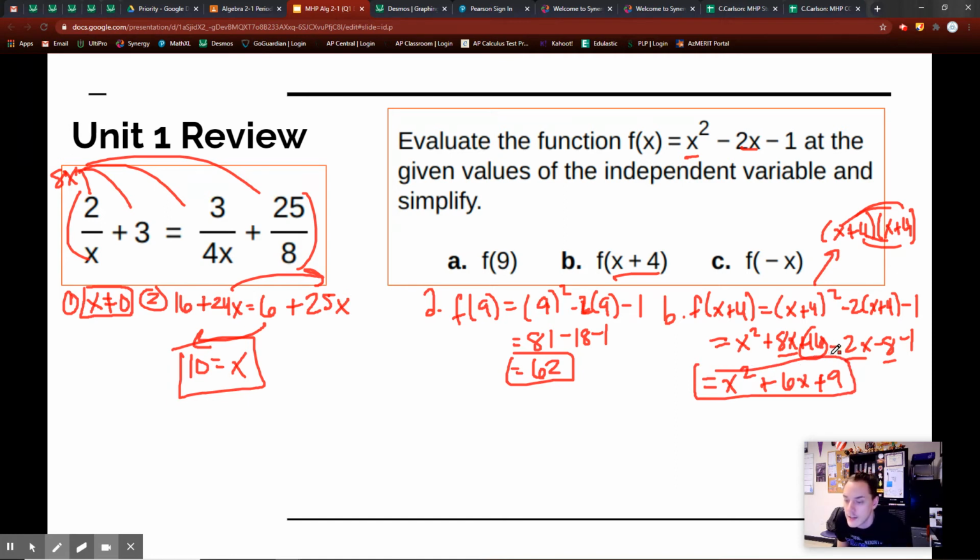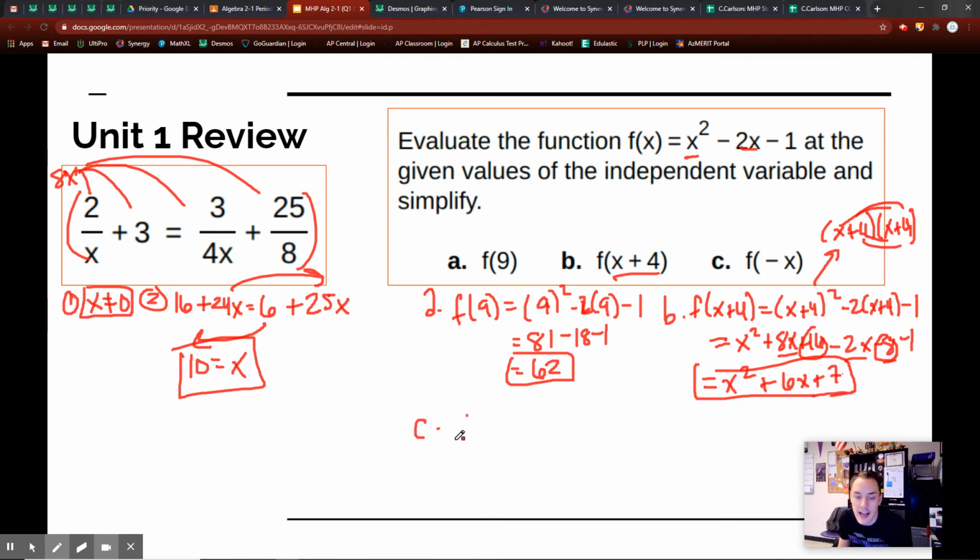I think that's right. No, not plus 9. 7. I was like, something's up. Something's wrong. So 16 and then minus 8 is 8. Minus 1 is going to be plus 7. Okay, so that's my final answer.